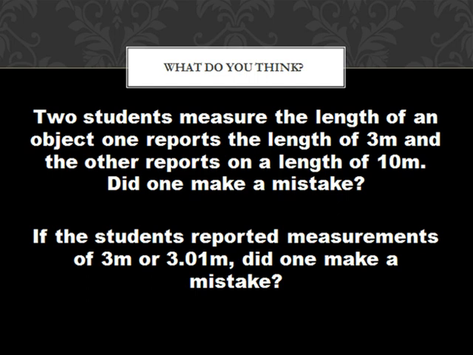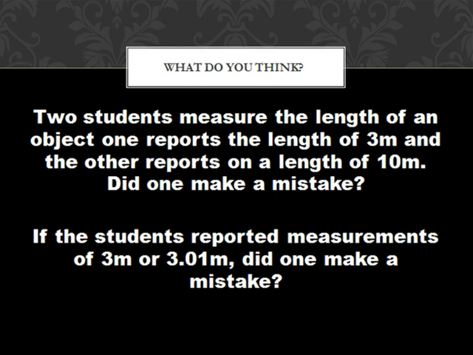So here's a question for you. What do you think about this? Two students measure the length of an object. One reports the length to be 3 meters and the other reports the length to be 10 meters. Did one make a mistake? Well, I don't know what type of errors there are there, but there is something. It depends on what type of instrument they were using. If they used the correct instrument, what was all involved in that? I can tell that they estimated the ones digit on those. We haven't talked much about significant figures, but we will soon. Anyway, there's some kind of error there. I'm assuming it's a systematic error.